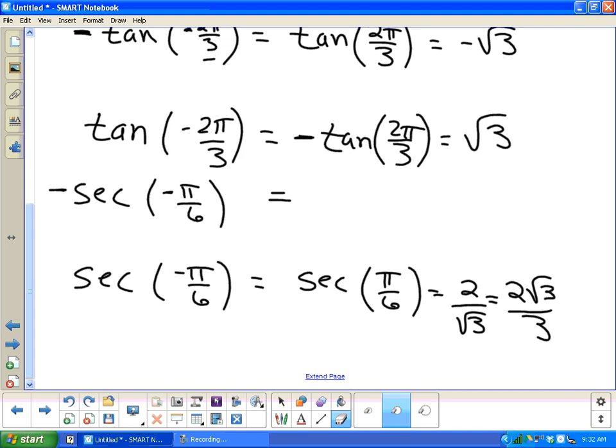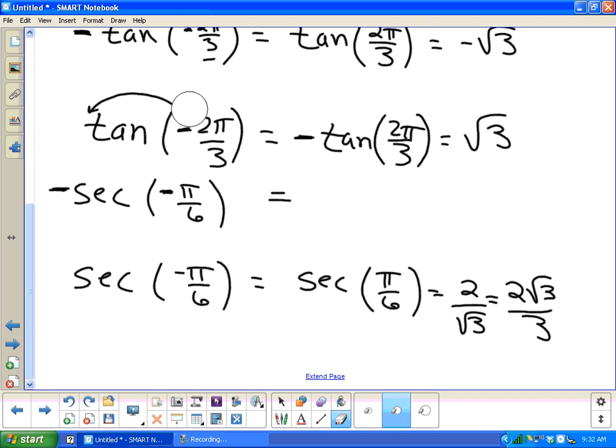All right, it's going to be negative. So watch, this one's got negative secant of negative pi over 6. Think of it this way. On the odd functions, what basically happens to the negative sign? Even though this is technically not what happens, it comes to the front, doesn't it?